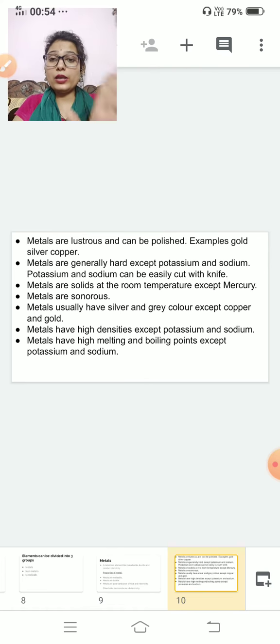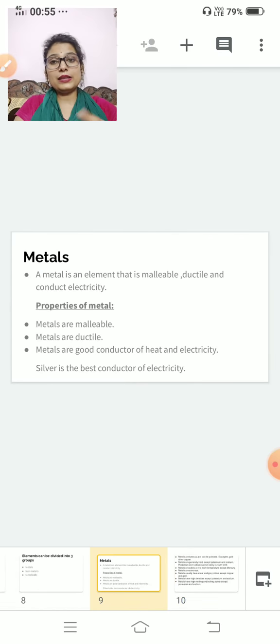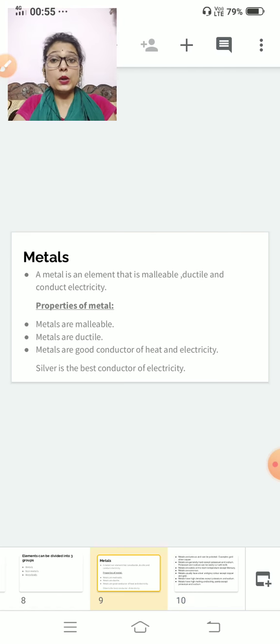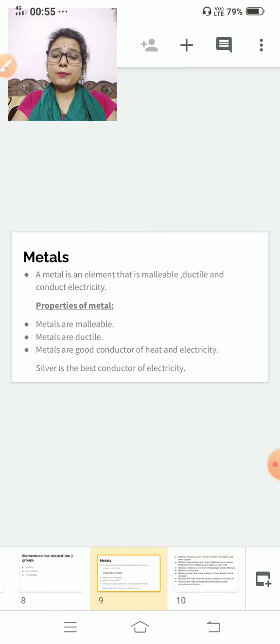Clear? So I am reading one more time all the properties of metal. Firstly, what are metals? Metals are elements which have malleability property, ductility property, and they conduct electricity. And properties are, metals are malleable. Malleable means they convert into thin sheet. Second, metals are ductile. Ductile means they convert into thin wire.